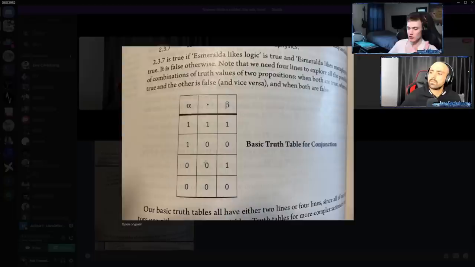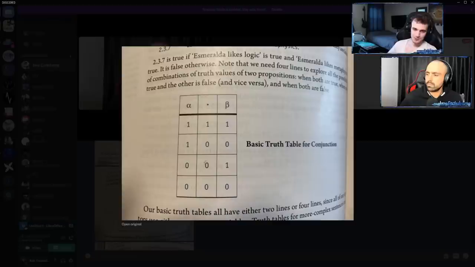But you don't really have to worry about that. You can just look at it like it represents P and like beta represents Q. And the little dot in the middle is just a different symbol for conjunction. Sometimes there are different symbols that are used, but it just means the same thing as the hat.